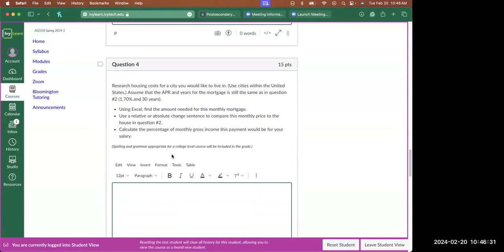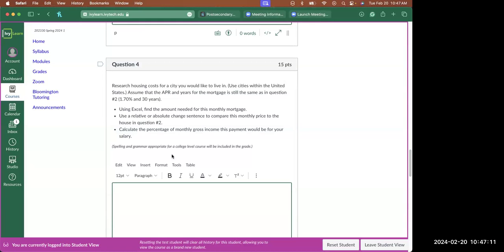Question 4: research housing costs for a city you would like to live in. Use cities within the United States, assuming that the APR and the years of the mortgage are still the same as in question 2: 1.7%, 30 years. Using Excel, find the amount needed for the monthly mortgage. Use relative and absolute change sentences compared to the monthly price in question 2. Calculate the percentage of the monthly gross income this payment is for your salary. This time, we're not comparing it to the high school graduate. We're comparing it to the previous question.